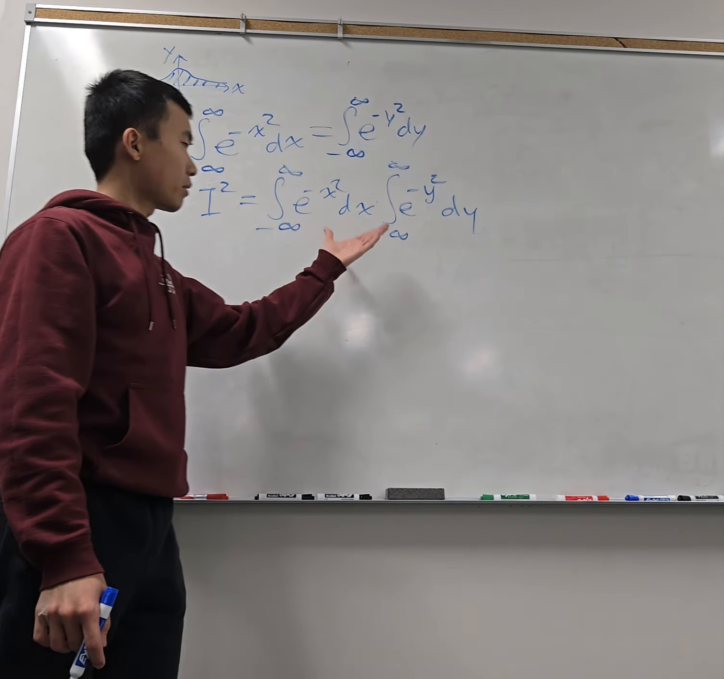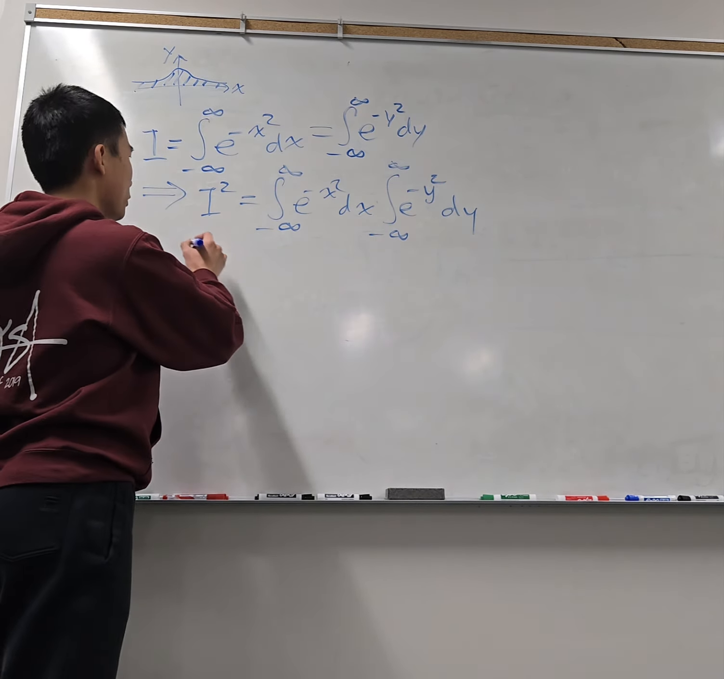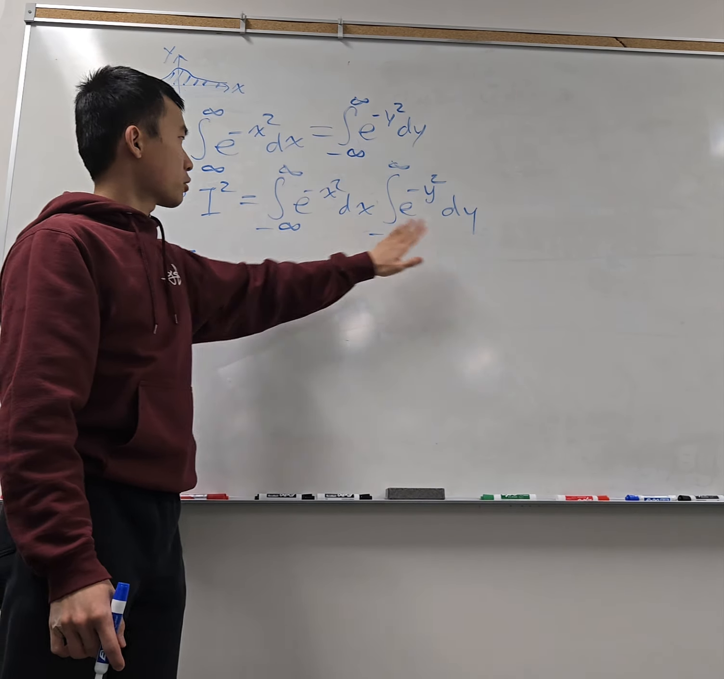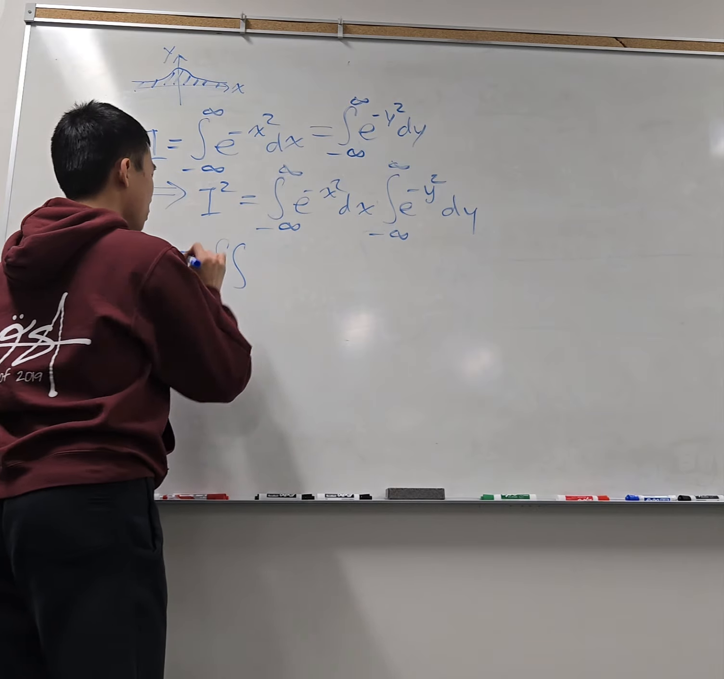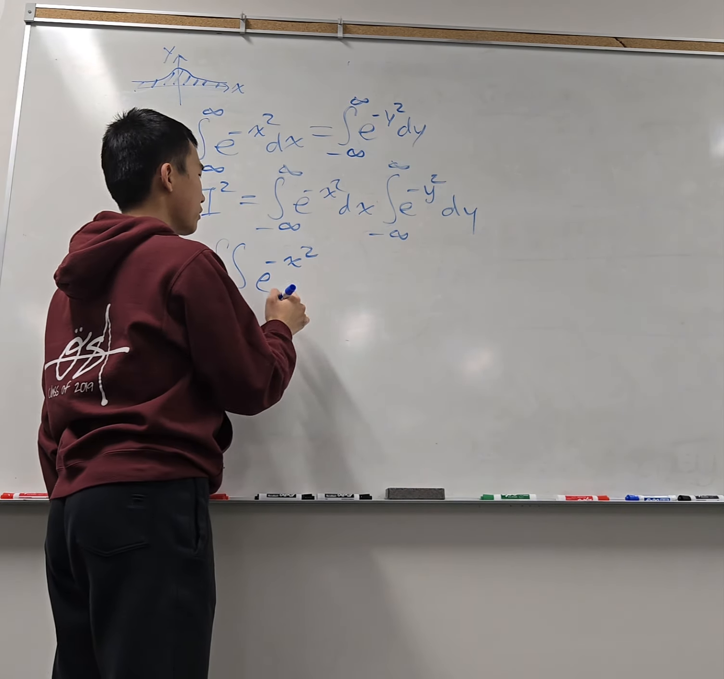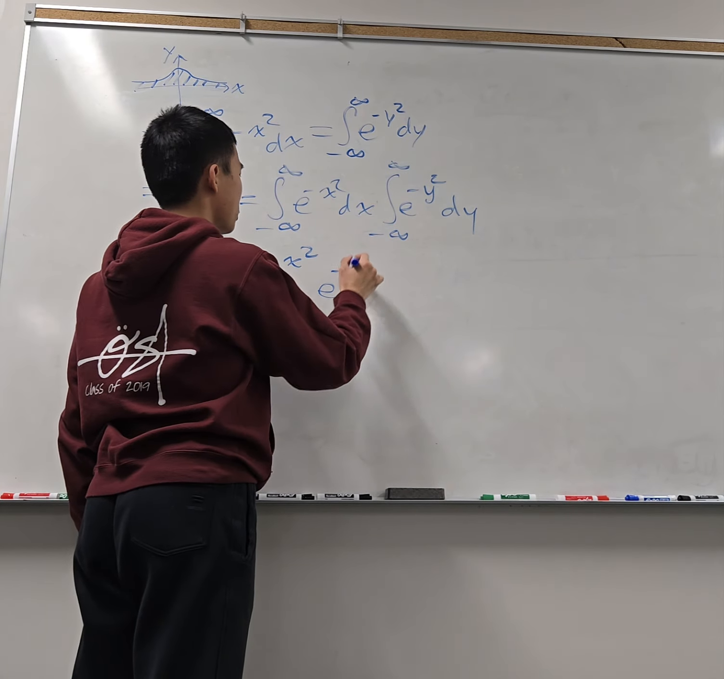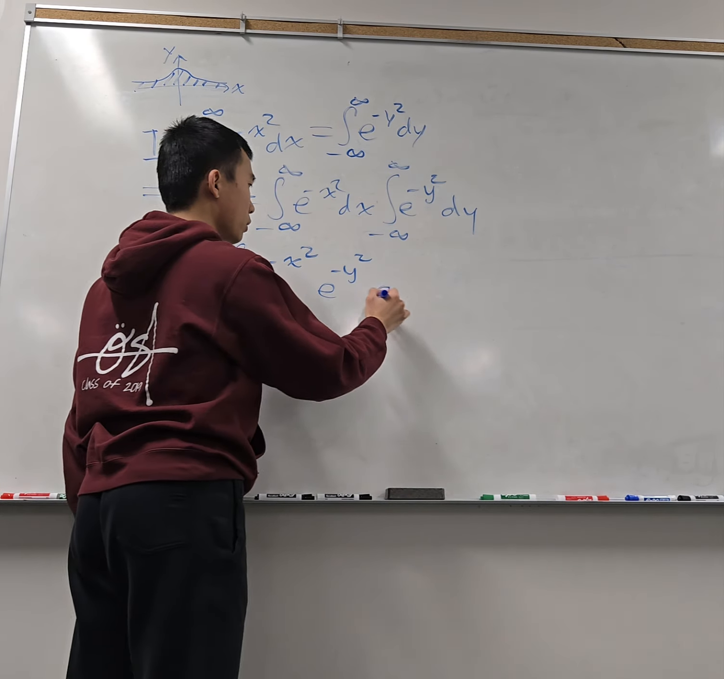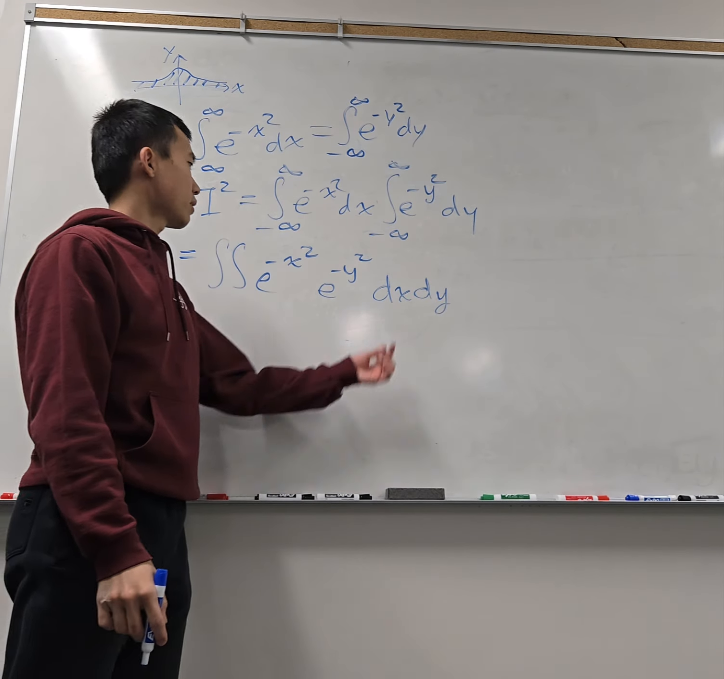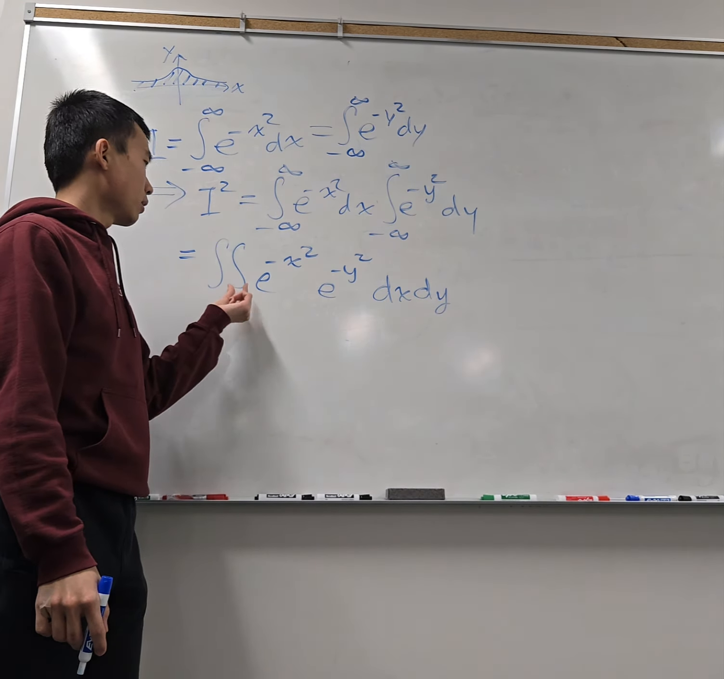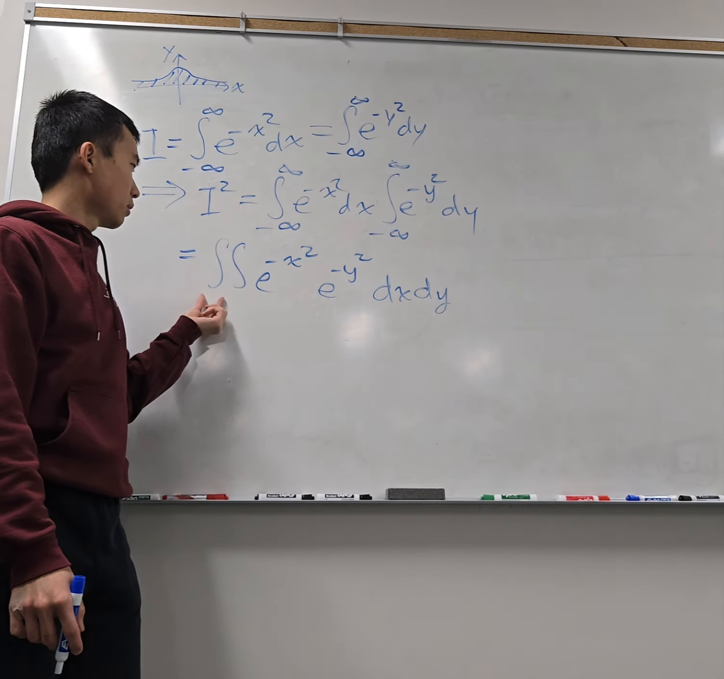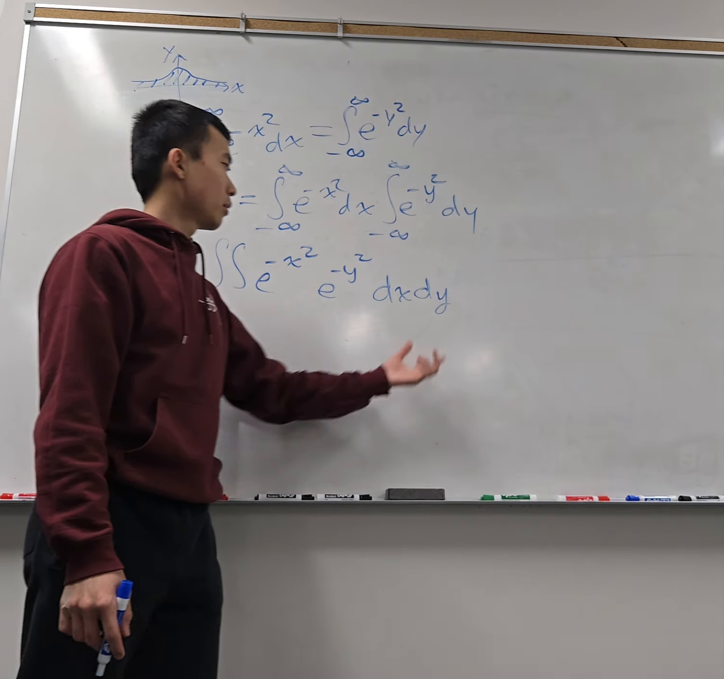Okay, so we apply some multivariable calculus over here, and what we get is that the product of these two is actually equal to the double integral of, and then you just multiply the integrands together, e to the negative x squared times e to the negative y squared. And if we do, let's say, dx dy, we just need to make sure that the inner integral limits of integration matches with x, and the outer limits of integration matches with y.